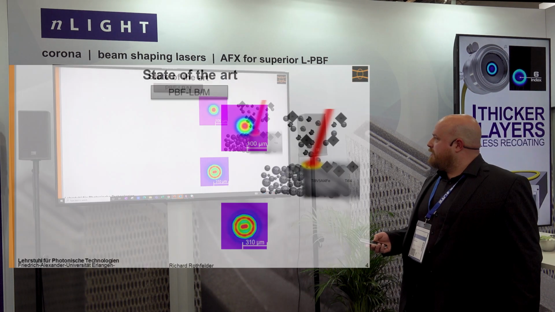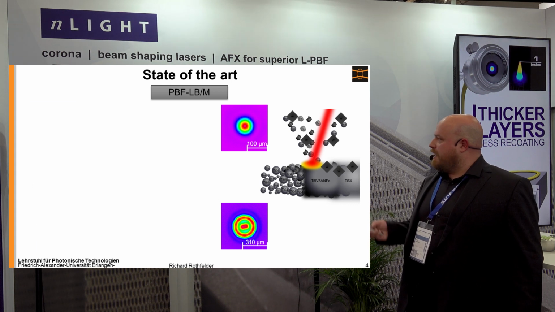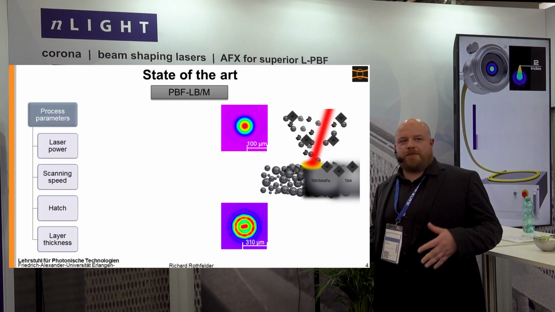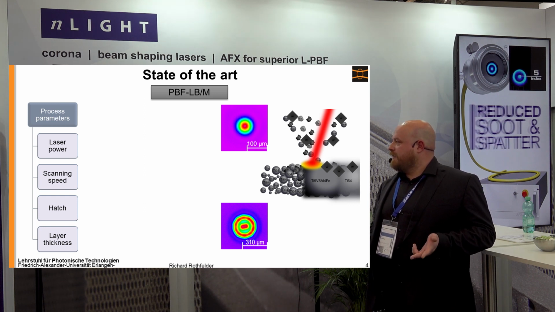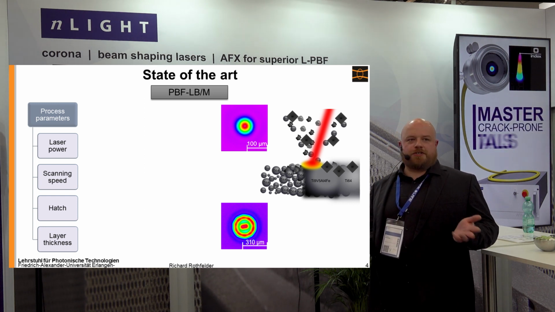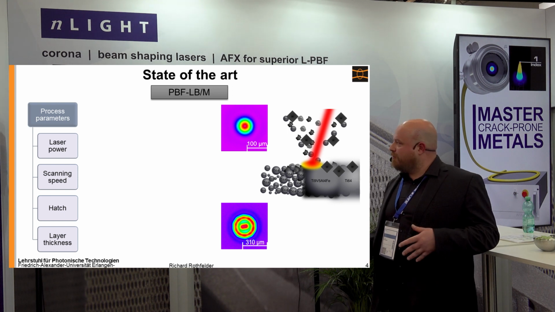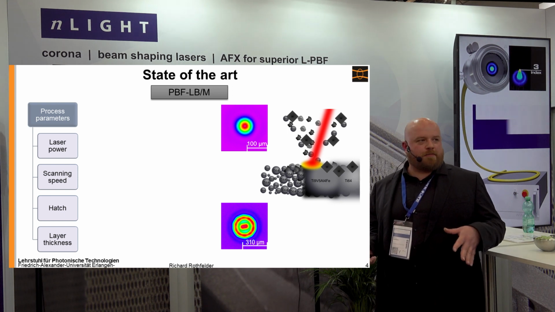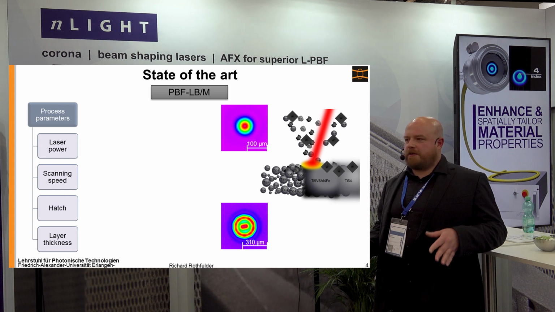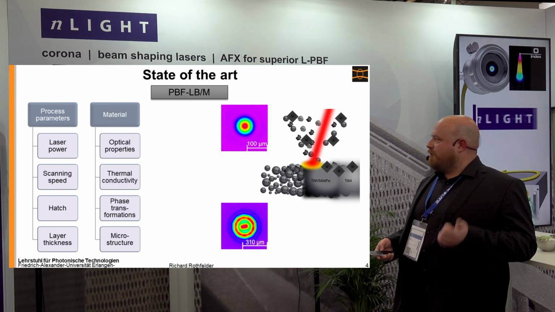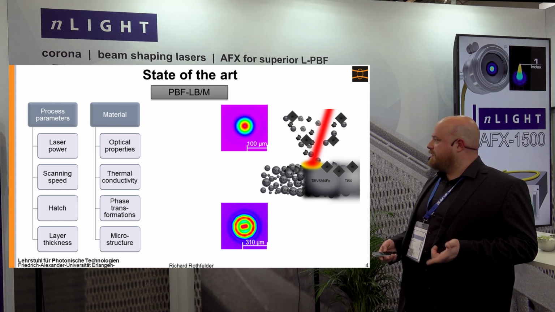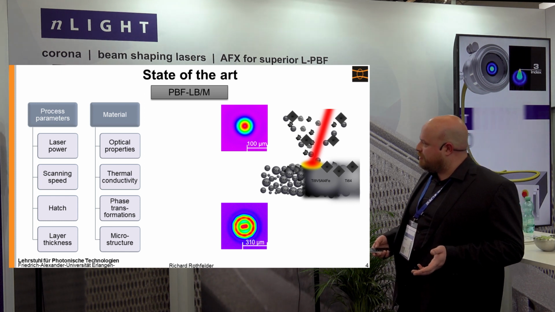For the state of the art of the PBF-LBM process, we have our process parameters which define our specific process: laser power, scanning speed, hatch, and layer thickness, which is not that common anymore, but those are the 4 main parameters you normally talk about in powder bed fusion. Then we have our material, which gives us the optical properties, thermal conductivity, phase transformation, and microstructure.